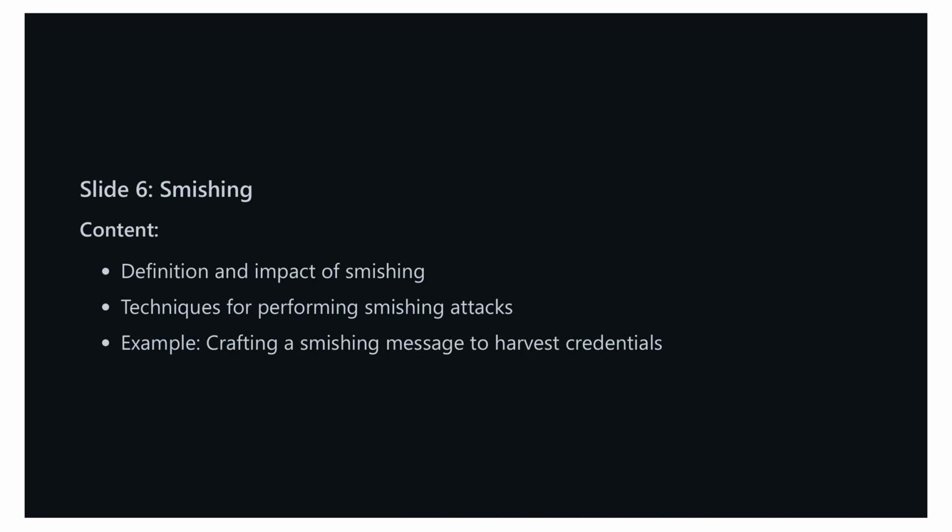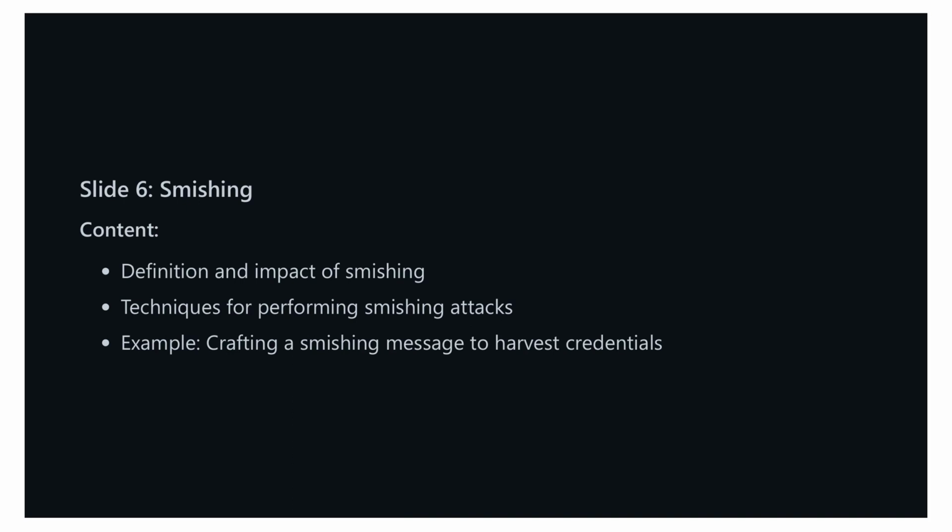1. Definition and impact of smishing. Smishing involves sending fake messages that appear to come from legitimate sources. These messages can prompt targets to provide personal information, passwords, or financial details. The impact can be far-reaching, leading to identity theft, financial loss, and unauthorized access to corporate systems.